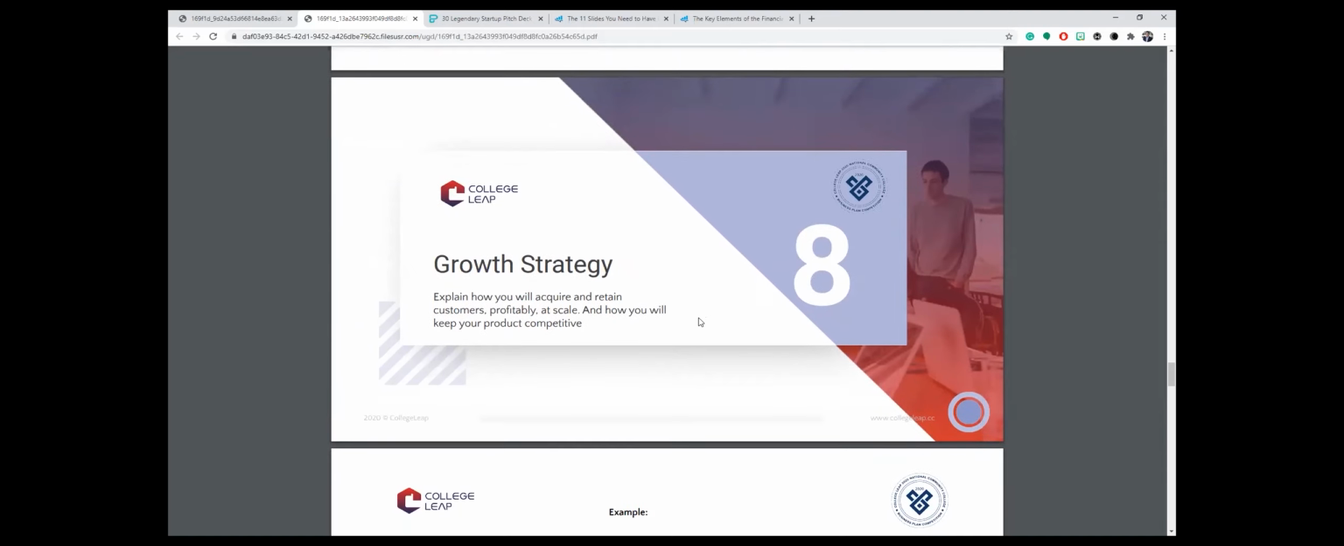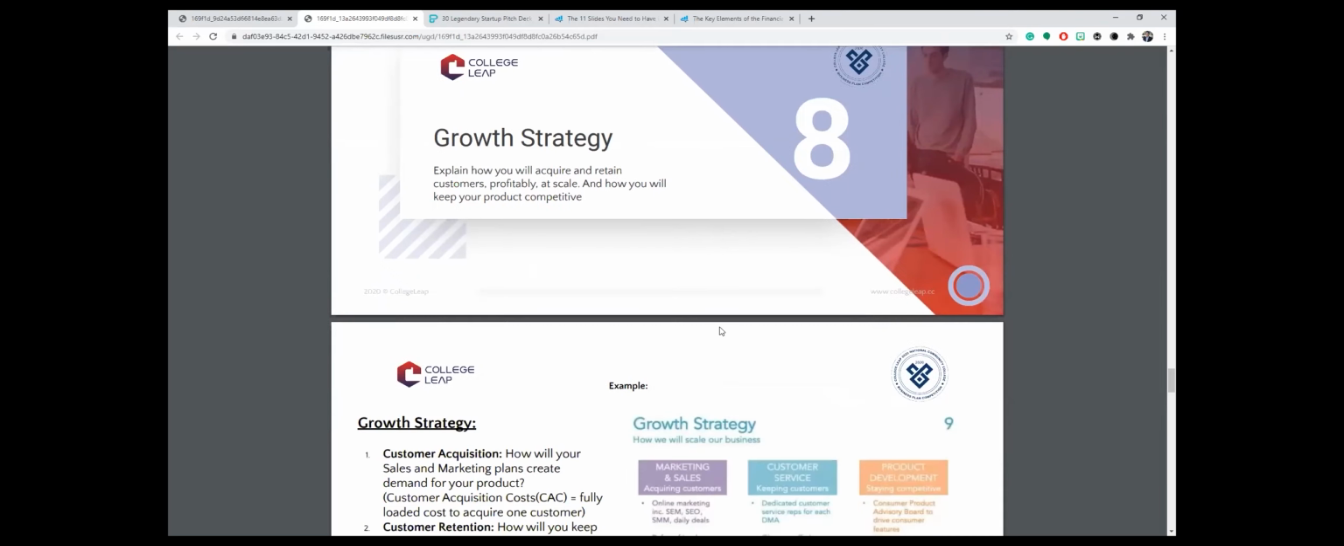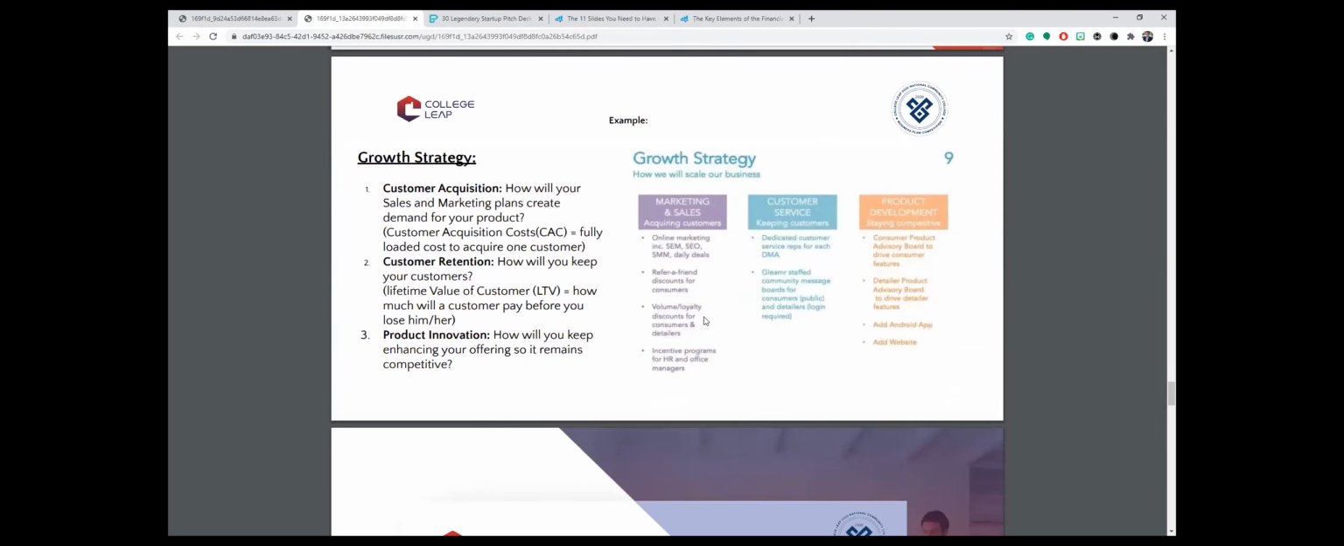Next off is growth strategy. How will you acquire and retain the customers, and profitability at scale? And how will you keep your product competitive? So now you're getting into a very interesting part. The key question of every business is, how do you maintain and get customers? If you can find the solution to this, then you are the god of business. However, since no one has ever gotten that far before, what we're looking for is your estimations, your bets. What do you think would be very good for a customer who is rational?